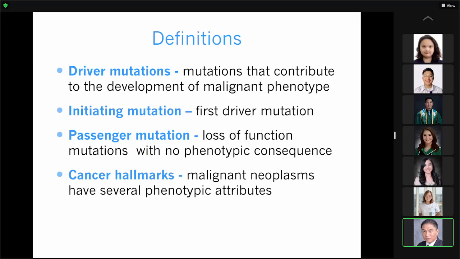Now, there are mutations na walang phenotypic consequences, walang effect sa phenotype ng cell. Walang effect. And so, kung walang effect sa phenotype, we call these mutations passenger mutations. So, walang effect sa phenotype, passenger mutation.